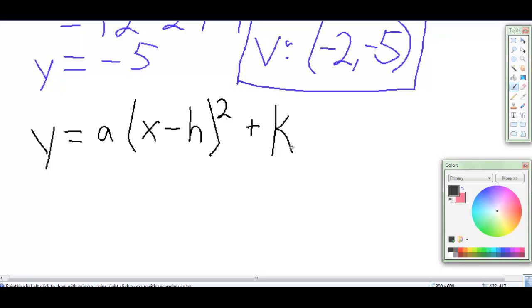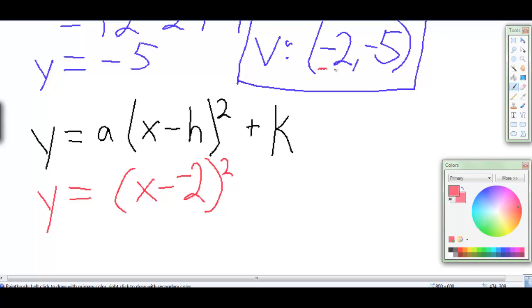So for our vertex form for this, we end up with y equals, leave that a for now, x minus negative 2 squared. That's our x coordinate. And then we need our y coordinate. K is our y coordinate. It's negative 5. So plus negative 5. Only thing we're missing now is, what are we going to do with this a?